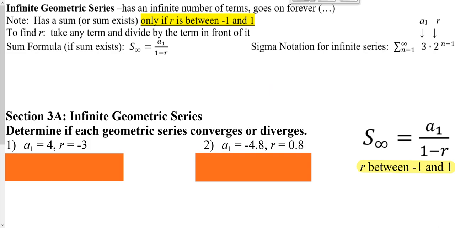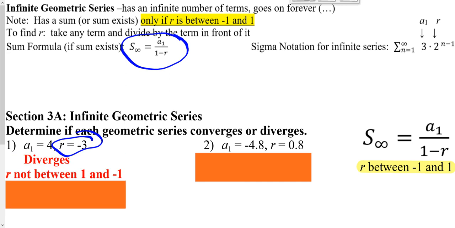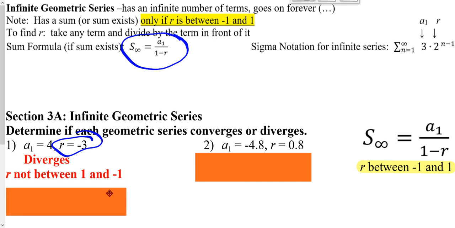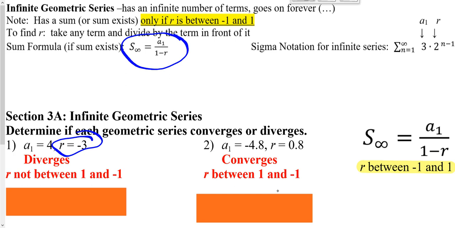So if r is between 1 and -1, we have a formula for the sum of an infinite geometric series, but this only works if r is between 1 and -1. Now, down below, we need to go ahead and decide if these converge or diverge. But once again, you look at what r is. R is not between 1 and -1, so we know it diverges. When we look at problem number 2, 0.8 is r. That is between 1 and -1, so it converges.